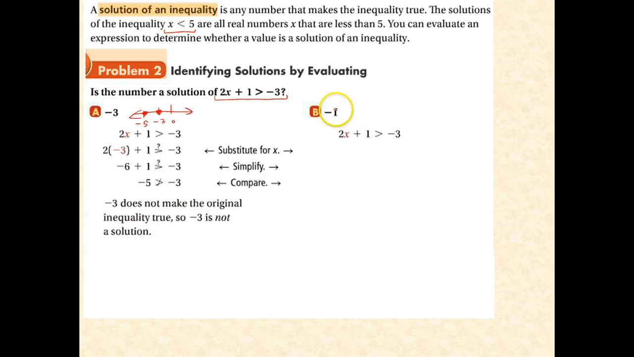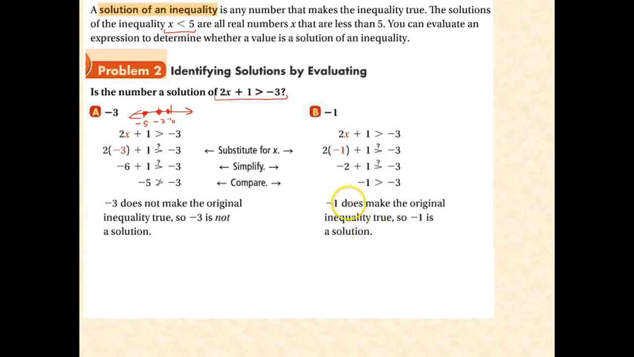What about -1? Let's plug a -1 in for x. 2 times -1 is -2. -2 plus 1 is -1. And -1 is greater than -3. -1 would be right about here. And that is to the right, so that is greater than -3. So -1 does make the original inequality true, so -1 is a solution.